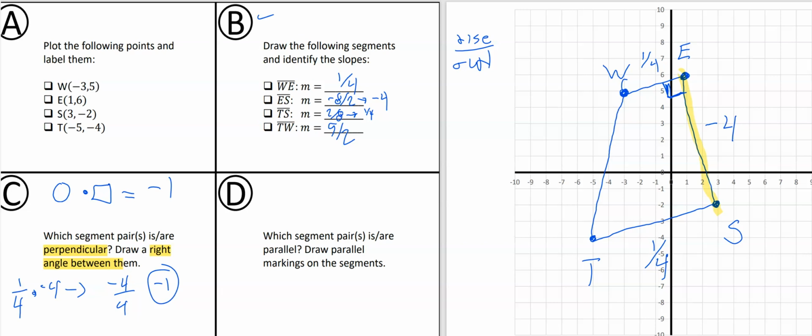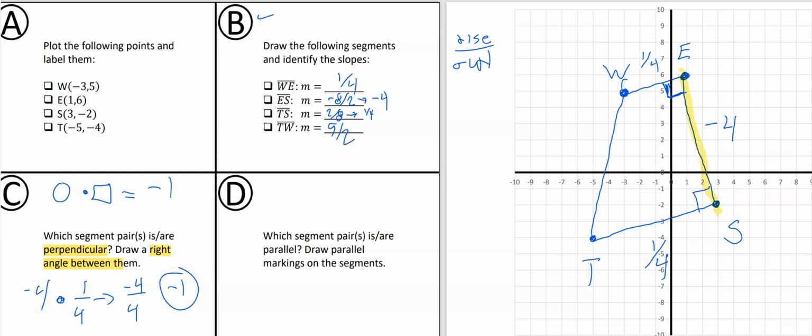And it also looks like TS and ES are perpendicular. So again, to check that, I should multiply the two slopes. So -4 times 1/4. That's -1. Yes, that is a right angle. So I will mark that as a right angle. Okay, so that's the first piece, right? Spot your right angles. Make sure to, when you multiply them, the result is -1.